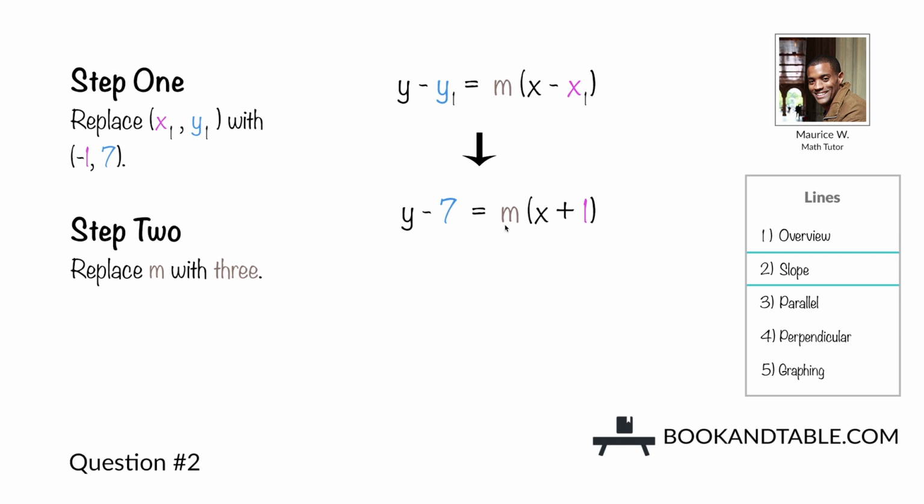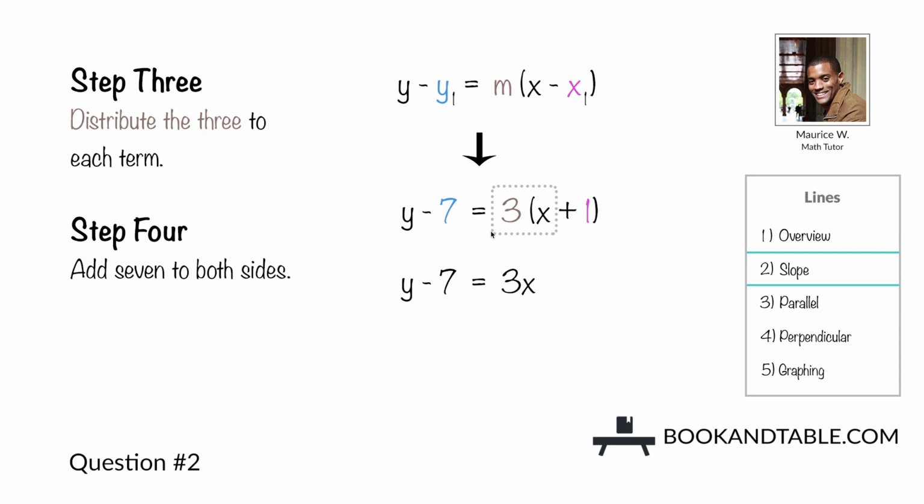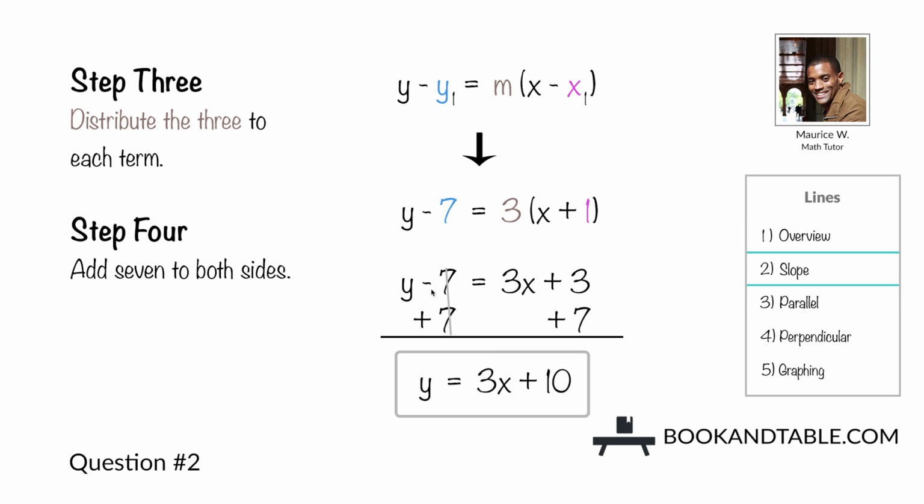And then step 2, replace m with positive 3. And now we want to take this 3 and distribute it to this x and this 1. So step 3, distribute the 3 to each term. So we get y minus 7 is equal to 3 times x, which is 3x. 3 times positive 1 is positive 3. So we have y minus 7 is equal to 3x plus 3. And now to isolate y on the left side, step 4, add 7 to both sides to negate this negative 7, leaving you with y is equal to 3x plus 10. 3 plus 7 would give us 10.